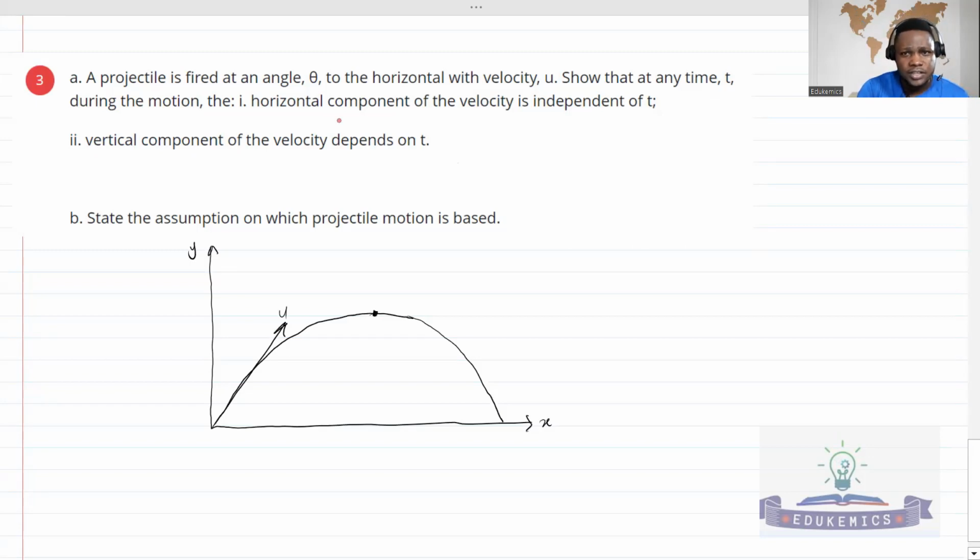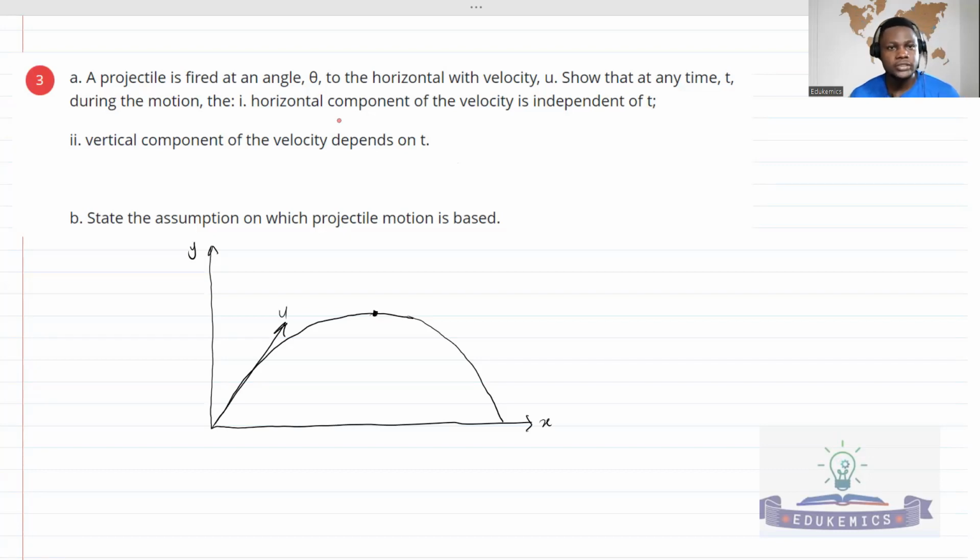So the question is asking that we should show that at any time t during the motion, the horizontal component of the velocity is independent of t. What does that mean? It means we are to get an equation for the horizontal component of the velocity where t will not be present. That means the equation we get should not include t. If t is included, it means it is dependent on t. But the absence of t in the equation tells us that the horizontal component of the velocity is independent of t, which is the time.